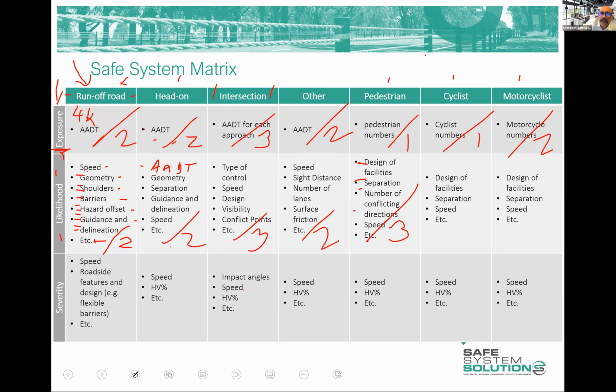And then you go cyclists. Okay, are there cycle lanes? Is there a separated path for them? Is it clear and the like? And then maybe you got 3 there. And a motorcyclist, you're thinking about all these crash types, intersection, head-on, everything like that. So you tend to go with at least the highest of the others, but maybe even higher. So we'll go a 3 on that.